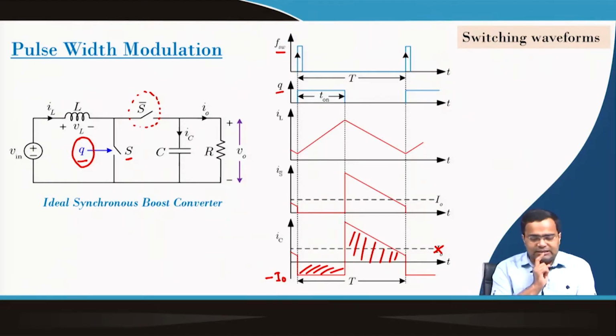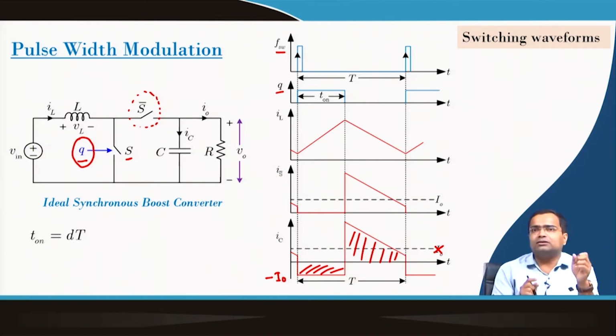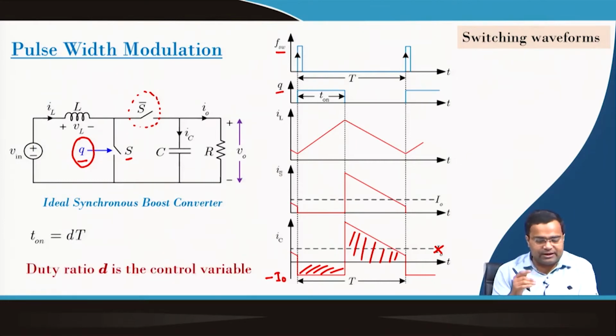Okay. So, in this pulse width modulation, the control variable is the on time, where since the time period is constant, we are varying the on time, that means we are effectively varying the duty ratio D. So, duty ratio is the control variable in case of pulse width modulation.